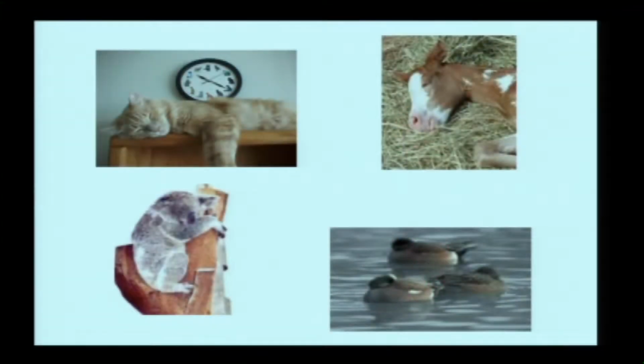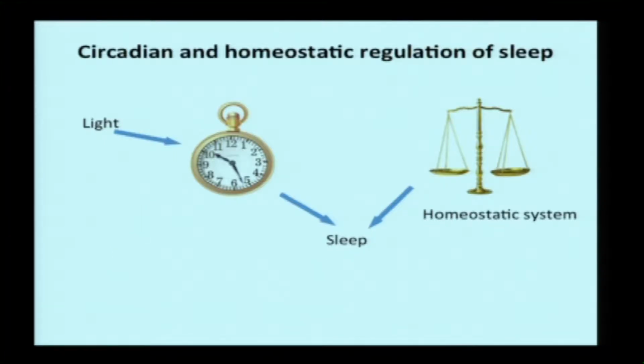So sleep is a process that's seen in organisms of many different species, as you can see here. Sleep is controlled by two major systems, the circadian clock and then the homeostatic system. Now, the circadian clock controls the timing of sleep, ensures that it occurs with a 24-hour rhythm. But even if you had no circadian clock, you would still sleep. It just wouldn't be with the 24-hour cycle.